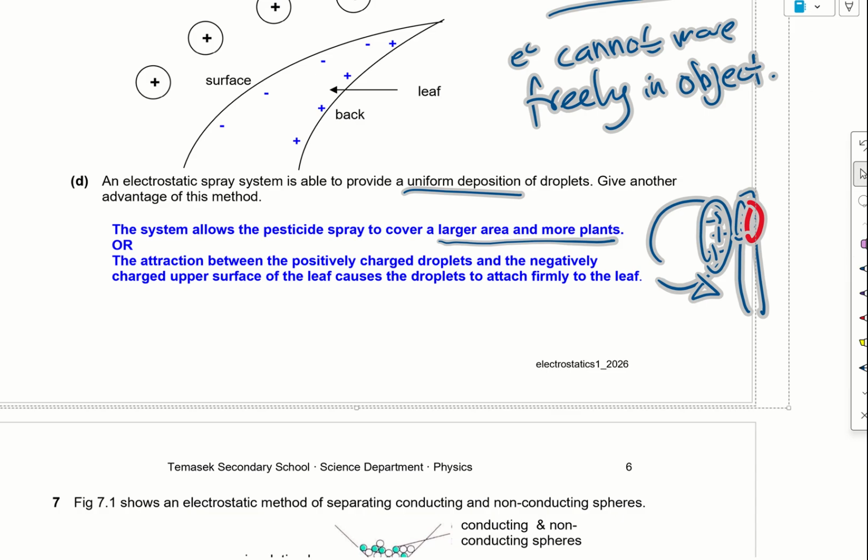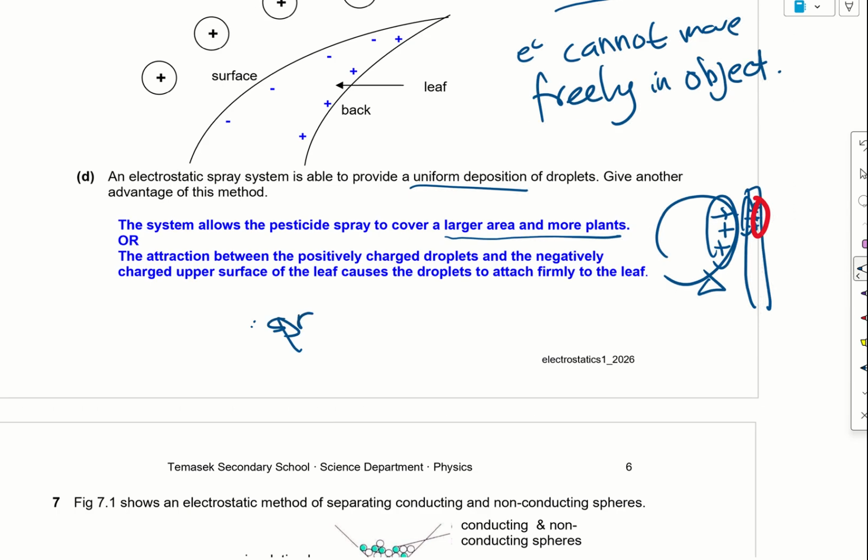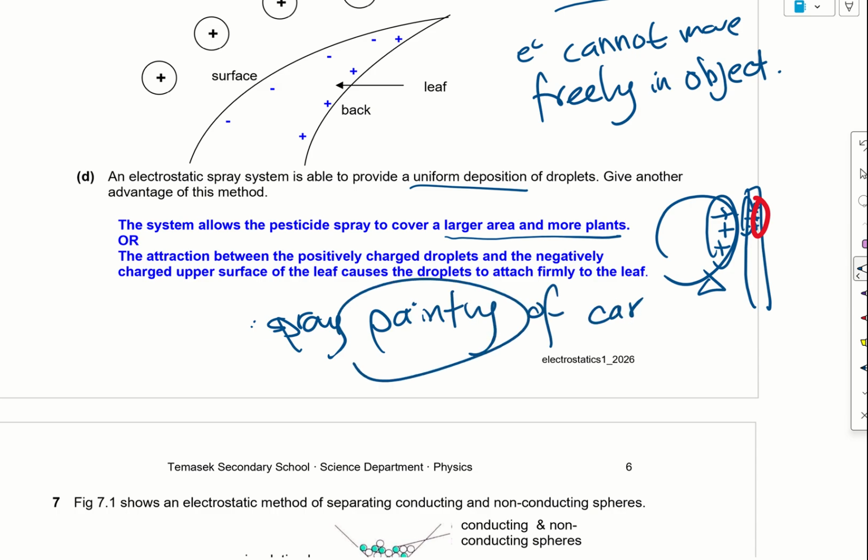Another application of this electrostatic spray is spray painting of the car. The paint will be given a charge, and because they are like charges, they'll repel and they will actually spread out, and when they spread out, they will attach themselves firmly to the body of the car.